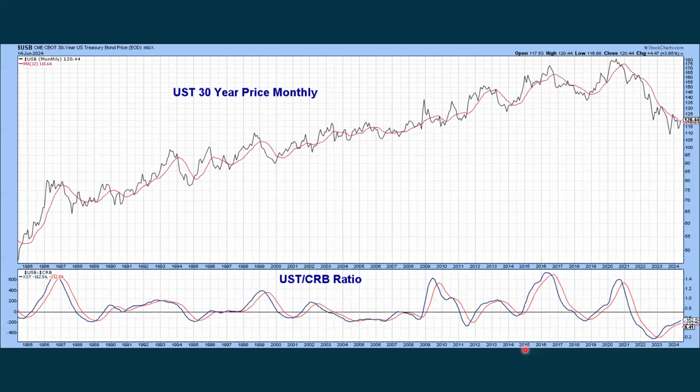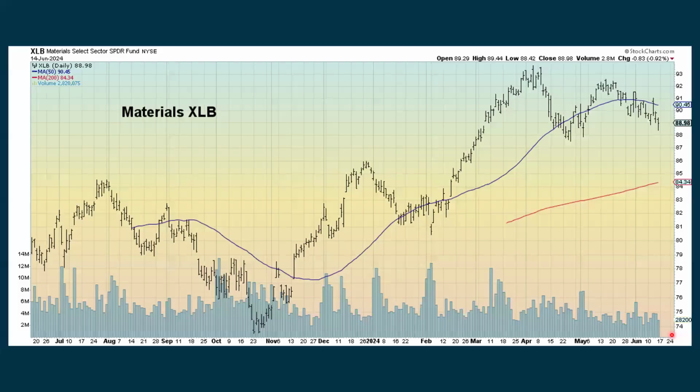Here's a monthly chart of the 30-year bond, where it's been in a decline. We're possibly starting to break above the moving average. That could be positive. But when you do another ratio between the long-term bond ETF and commodities, bonds continue to outperform. Then we look at different sectors.